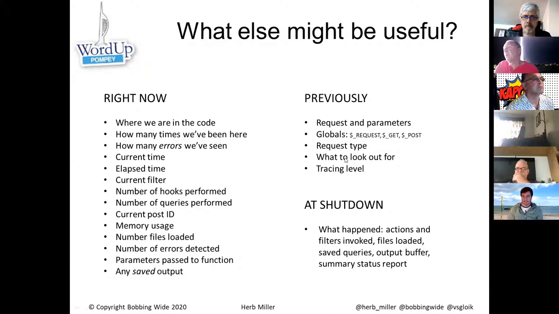What is it we're actually trying to look for whilst we're processing our tracing? You might have a specific thing you're trying to do. And how important is it to know all the nuts and bolts? Are we working at a very verbose level of debugging, or can we work at a slightly higher level? And then finally, you can say at shutdown, can we produce an overall picture of what happened and produce something very similar to what Query Monitor produced?